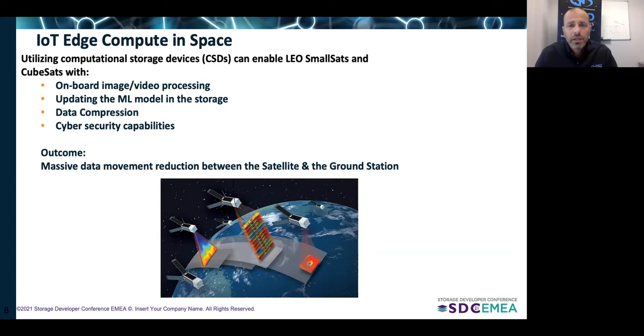Today, the only option that is available is to capture the images and transmit the images. And that data movement is painful. Transmitting requires a large bandwidth. It requires a lot of data movement. And by enabling computational storage, you can process the images or videos on board and actually provide self-autonomy capabilities to the smallsat or to the CubeSat.